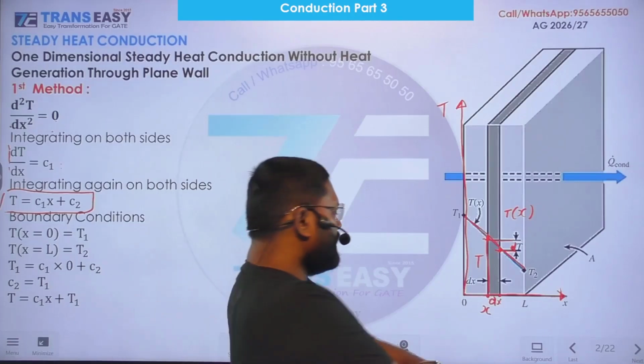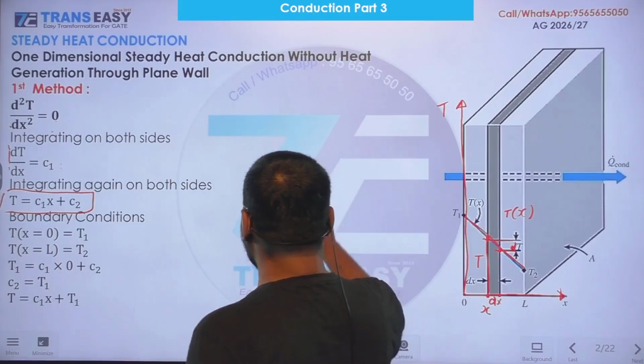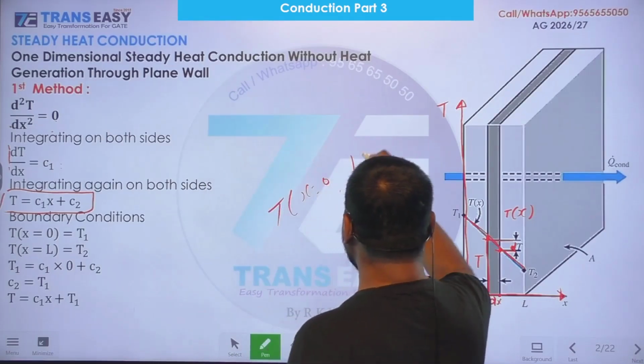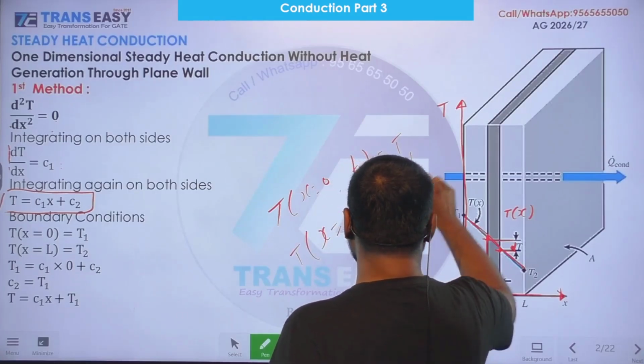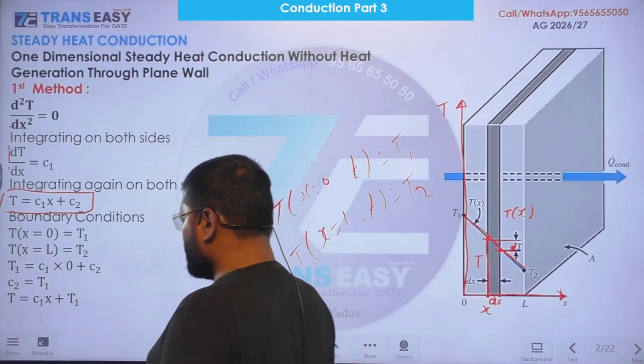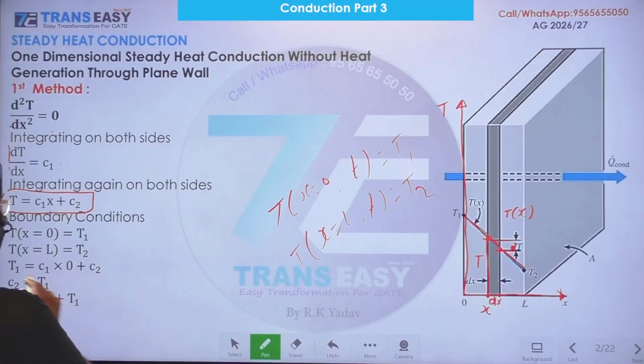So this is the way to write boundary conditions. Temperature at x equal to 0 at any time is equal to T1. Temperature at x equal to L at any time is equal to T2. For these two boundary conditions, at x equal to 0, temperature is T1. So T1 equals C1 into 0 plus C2. The value of C2 is T1. Now this solution becomes T equals C1x plus T1, and the value of C2 is T1.